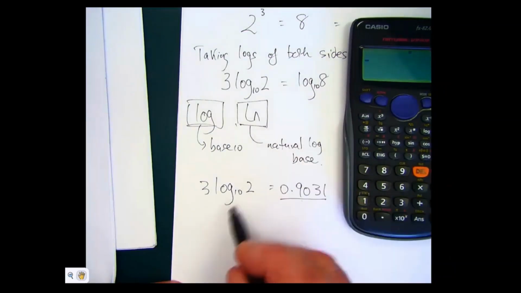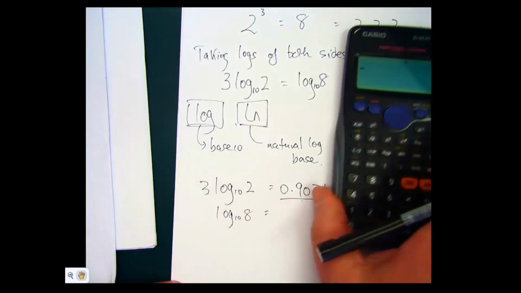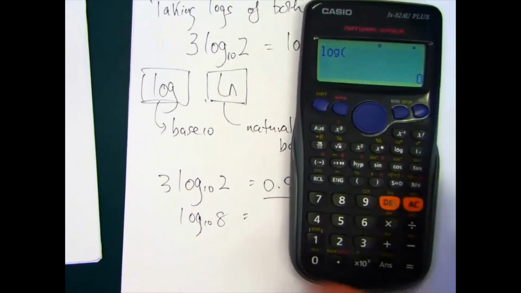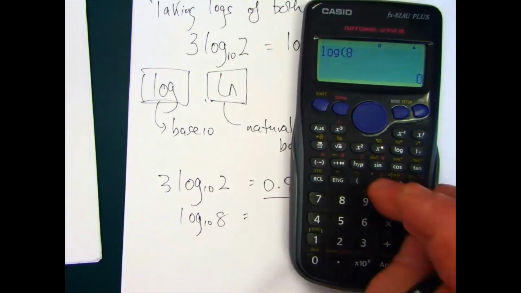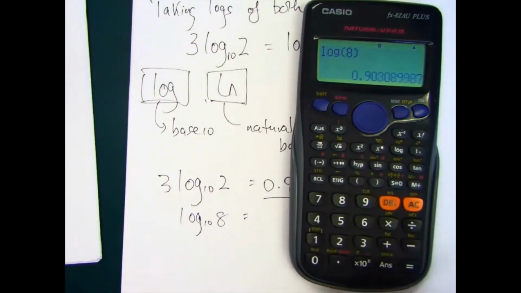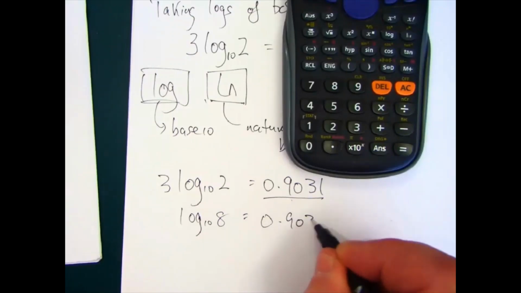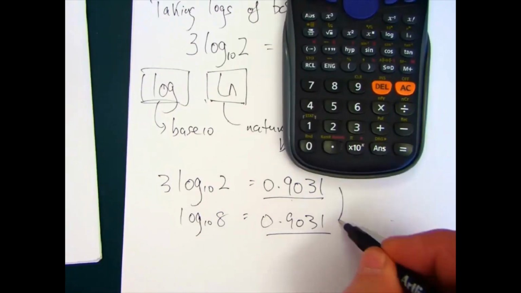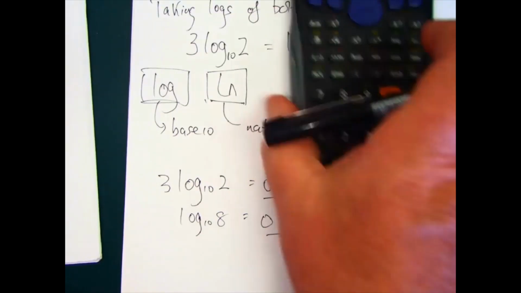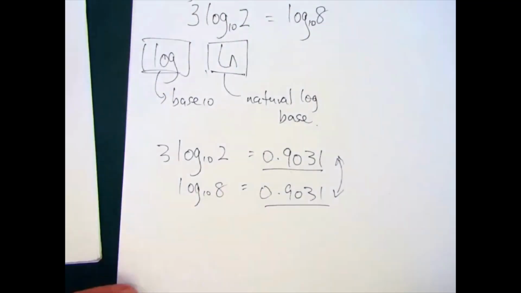Okay, let's have a look at this now. Log base 10 of 8, we can put this straight in. Log base 10 of 8, there we are. Close the bracket for good practice, equals, bingo, straight away. Alright, 0.9031 to 4 decimal places. So these are completely and utterly identical. You'd expect them to be.